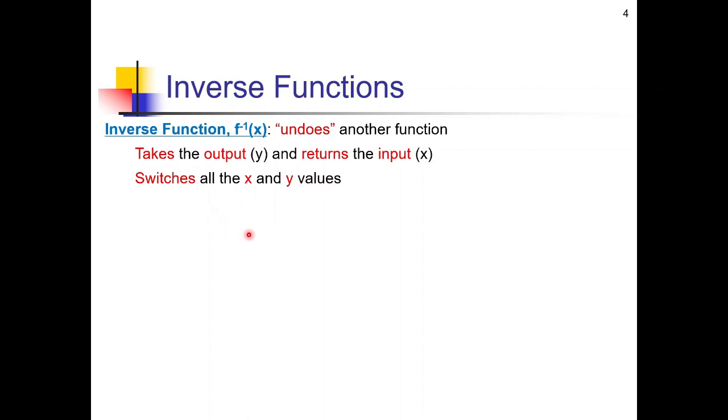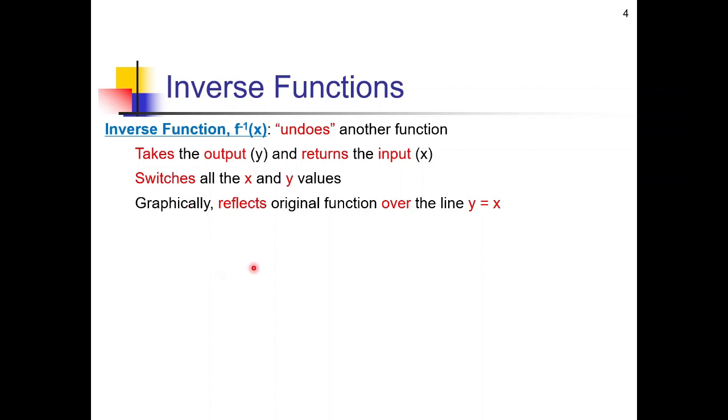And graphically, while we're talking about points, we're basically reflecting the original function over the line y equals x. This makes sense because if we're switching all the x and y values, then the line y equals x is probably going to be involved somehow. So it's nice to have this idea of a function that can undo another function and get back to the original input.